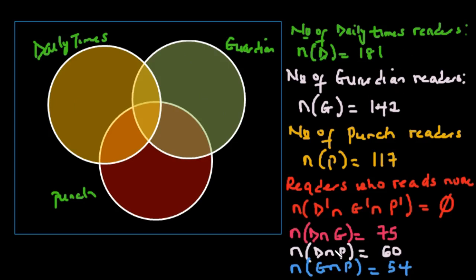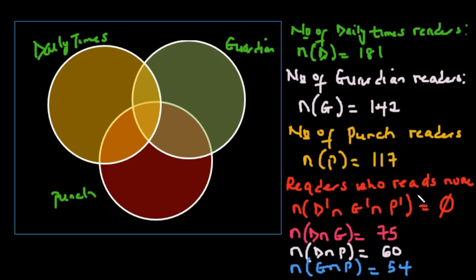I'm going to take my time in this tutorial because it's better for you to get it once and for all. So let's begin to transfer this information into our Venn diagram. Number of Daily Times readers, I said, is 181. Number of Guardian readers, the entirety of this circle, is 142. Number of Punch readers, we have 117.